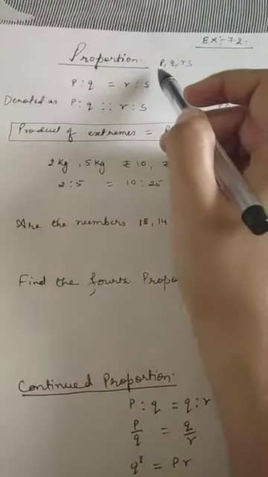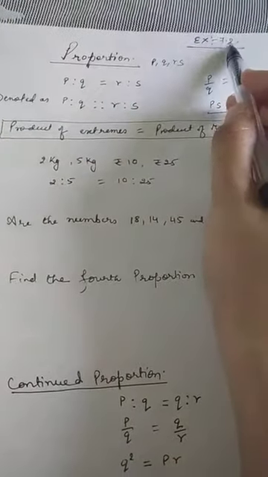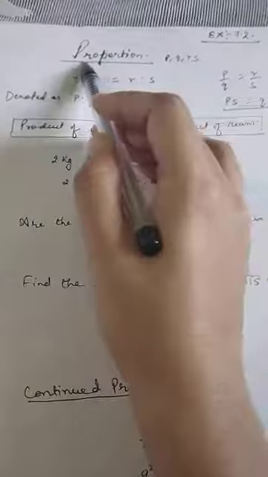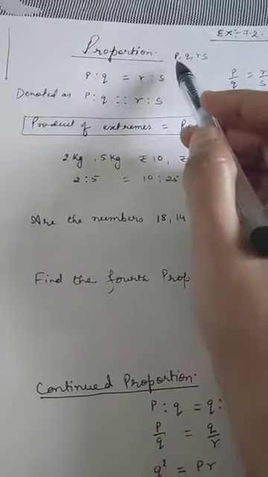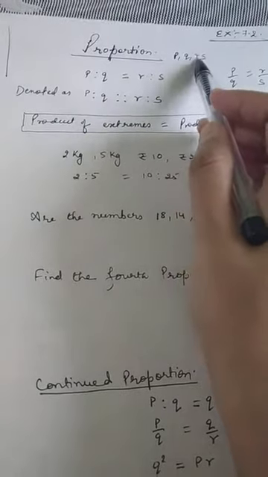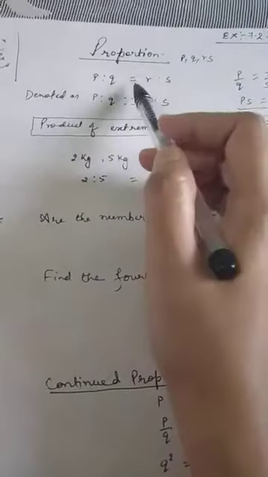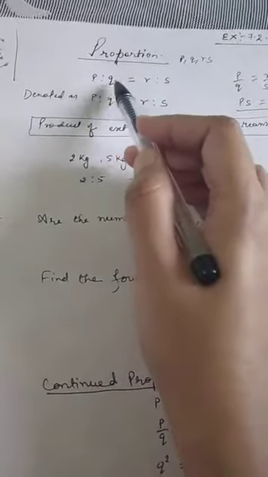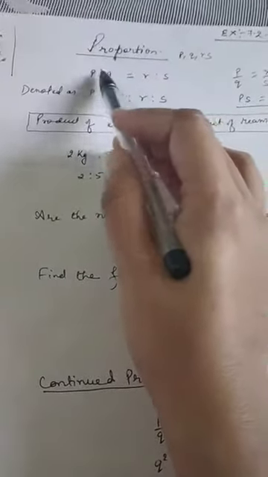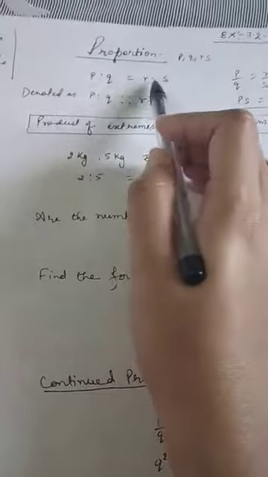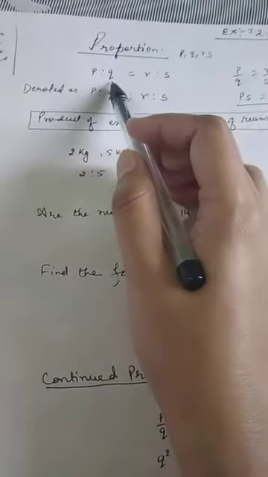Students, let's start today's exercise, section 7.2, proportion. What is proportion? Four quantities P, Q, R, S are said to be in proportion if P is to Q is equal to R is to S. If these two ratios are equal, then we say that it is in proportion.